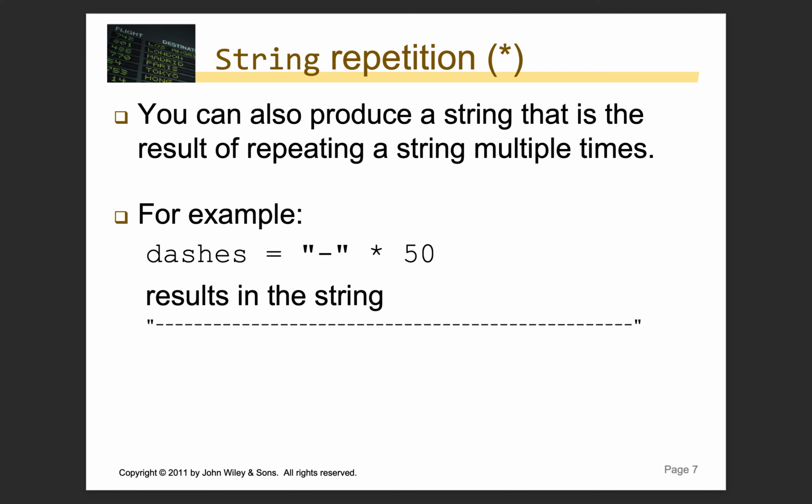You can also produce a string that is the result of repeating a different string, or the same string, or part of a string multiple times. For example, you could have dashes is hyphen times 50. What that's going to do is repeat this hyphen string 50 times. So the multiplication of an integer by a string is going to repeat the string a certain number of times, and it results in this rather long string of hyphens.